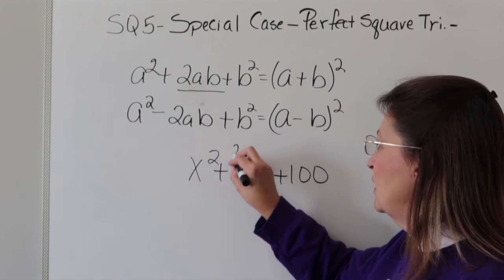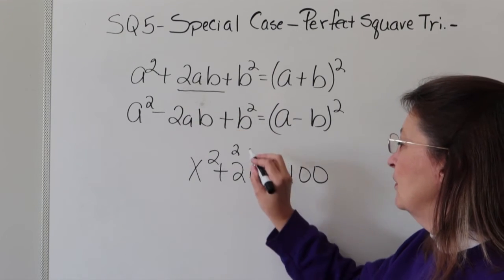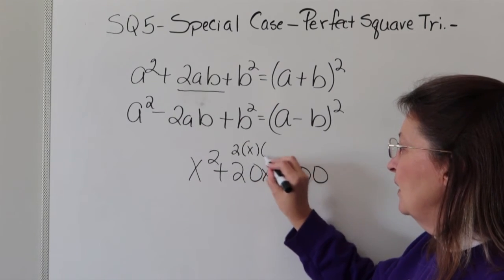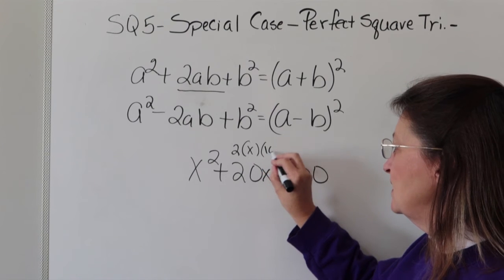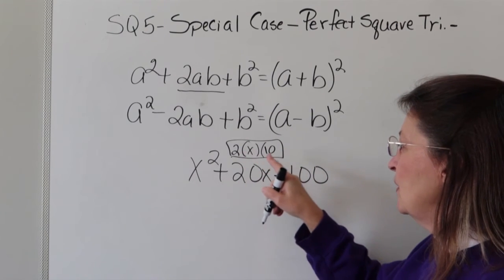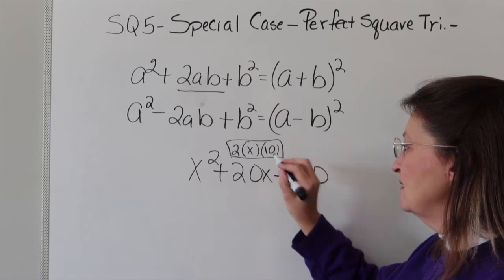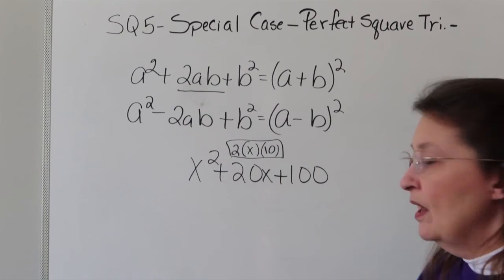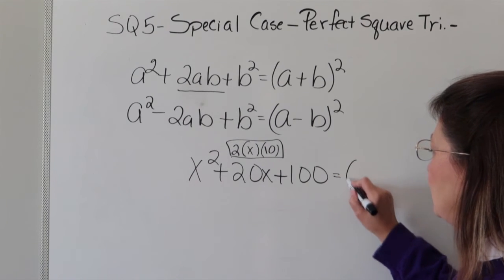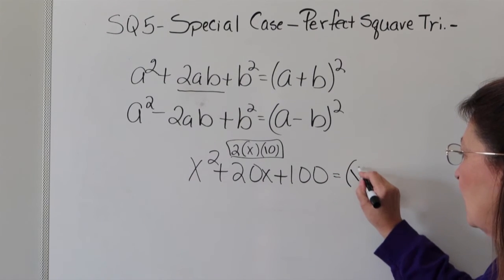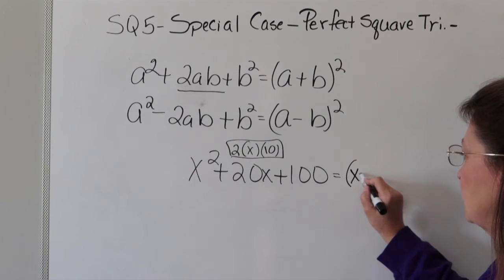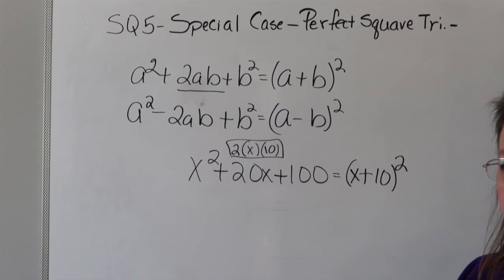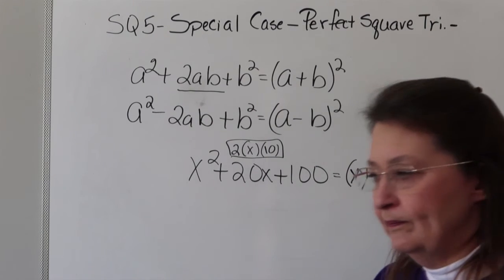So let's see. Is 20x equal to 2 from here. The square root of my first term is x, and the square root of my last term is 10. Is 2 times x times 10 equal to 20x? Yes, it is. So yes, this is a perfect square trinomial. So I wouldn't have to make a chart. All I have to do for my answer is take the square root of the first, whatever sign this is, the square root of the last, all squared. So that's how you apply it. Let's look at one more.